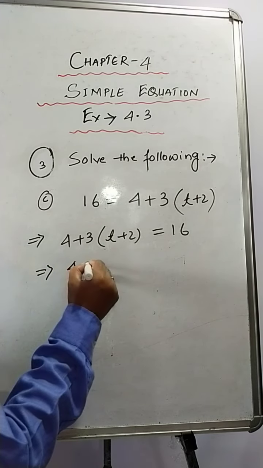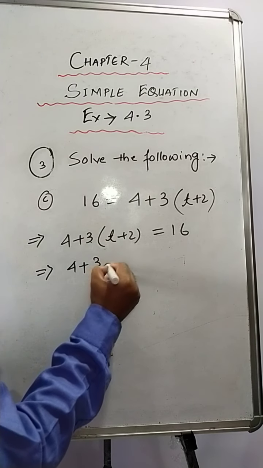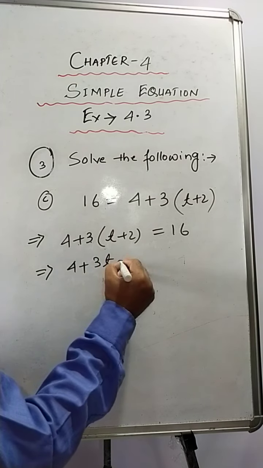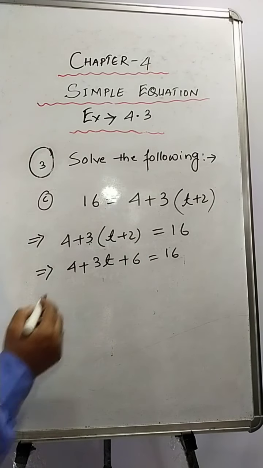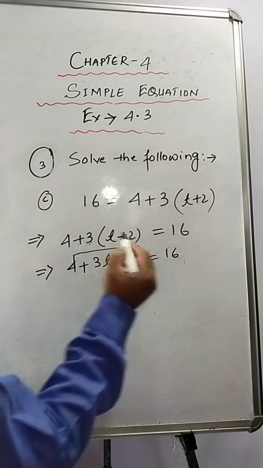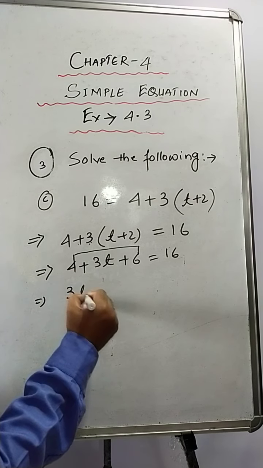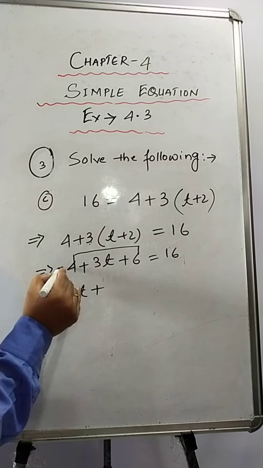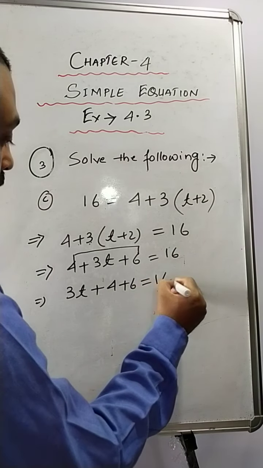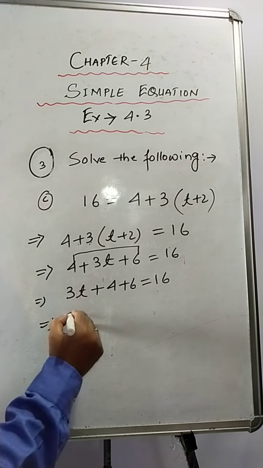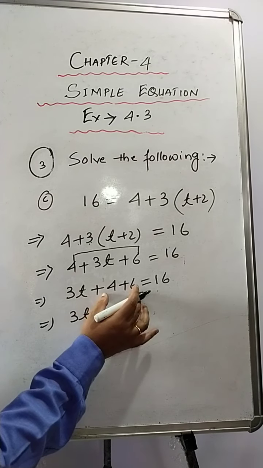That is 4 plus 3 into t, 3t plus 3 2s are 6. Okay. Now you will bring these two numbers together. That is 3t, 4 is carrying no sign, that means it is carrying a plus sign. So we will write 3t plus 4 plus 6 equals to 16. Now 3t, what is the sum of these two numbers?